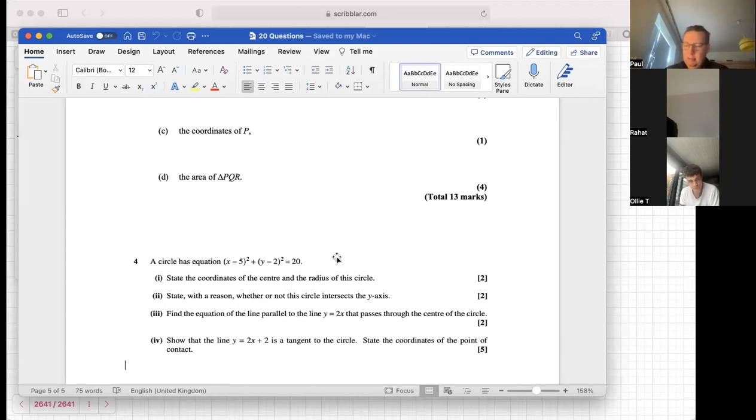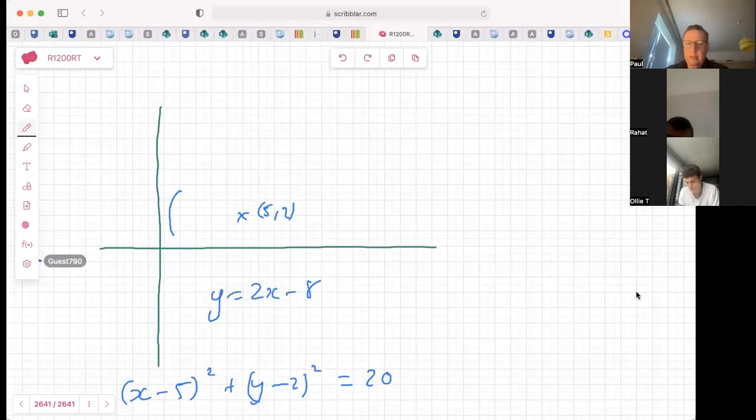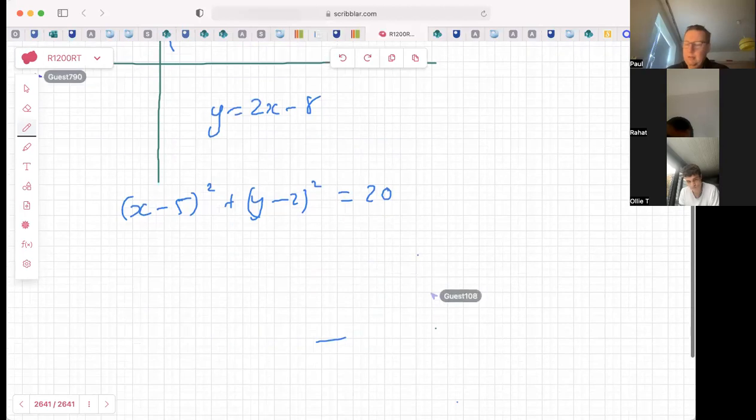So we've got, just make a note of the equation. It's x minus 5 squared plus y minus 2 squared equals 20. So we want to see if y equals 2x plus 2 is tangent. So we substitute that in. So I'll just expand that. So x squared minus 10x plus 25.